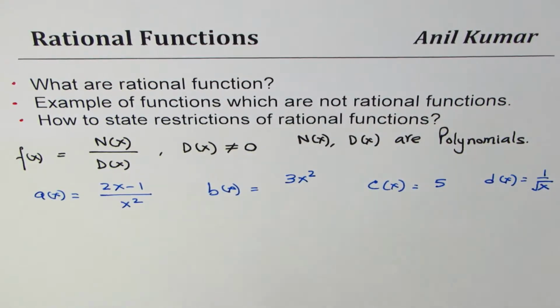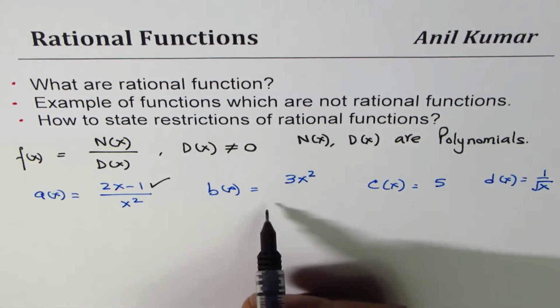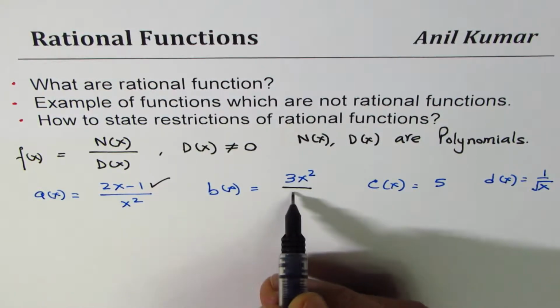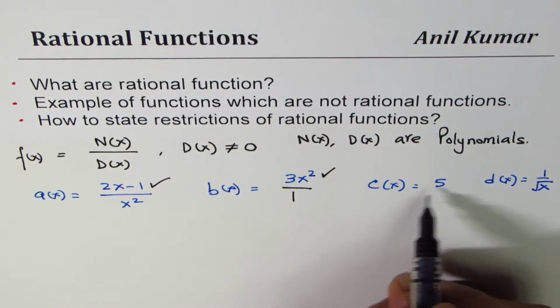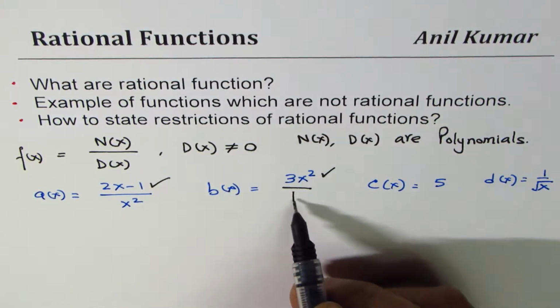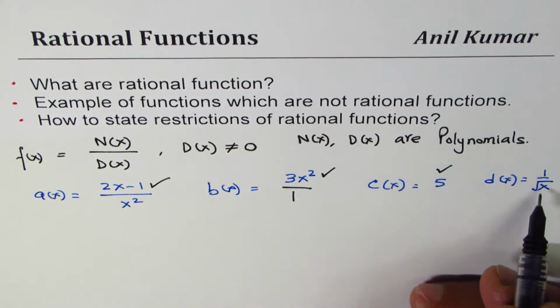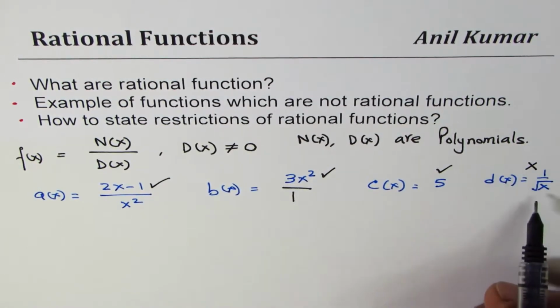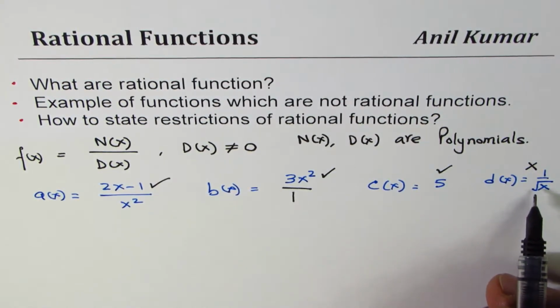The first one here, 2x minus 1 is a polynomial, x squared is also a polynomial, so this is a rational function. 3x squared is a polynomial. We could treat this as divided by 1, so it is a rational function. c of x equals 5, 5 is a polynomial of degree 0, right? Divided by 1, which is also a polynomial, so this is also a rational function. 1 over square root x is not a rational function since square root x is not a polynomial. Is that okay? So that is how you could figure out functions which are not rational functions.